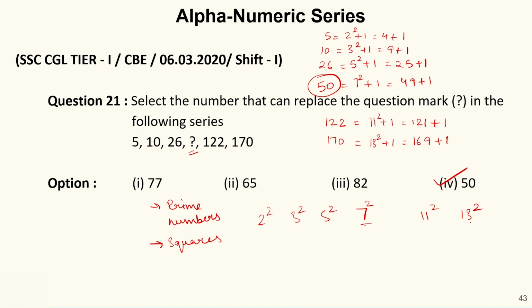So to identify this, you had to know prime numbers and you had to know squares, because if you knew squares, just by looking at it, you can see this is 4 plus 1, this is 9 plus 1, this is 25 plus 1, this is 121 plus 1, and this is 169 plus 1. So when you know squares, you can simply look at it and tell. Also prime numbers, because 2, 3, 5, 11 and 13. So basically we were missing a prime number in between, which was 7. Okay.